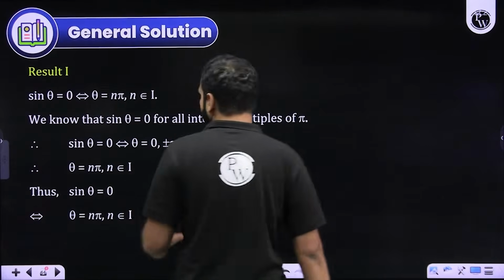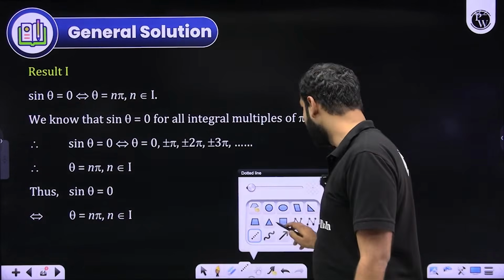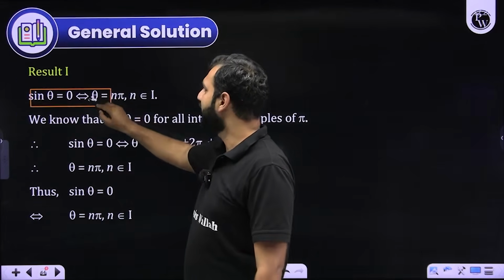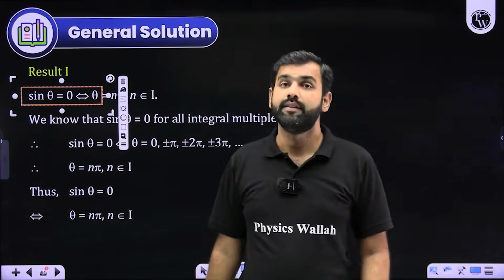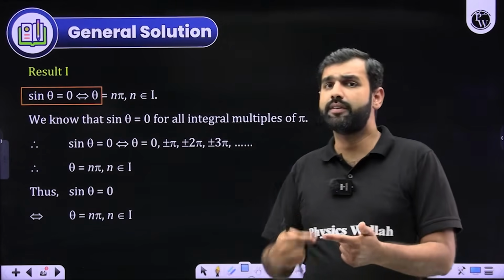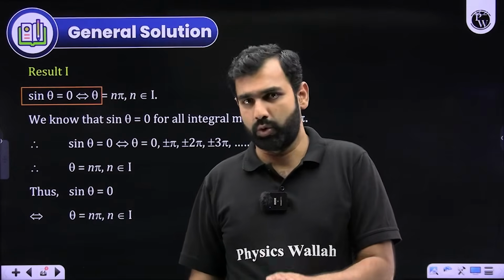For example, as we have already discussed while discussing the graph of sine theta, whenever somebody says that sine theta is 0, what do we say? The sine theta becomes 0 whenever theta is a multiple of pi. Because at pi, 2 pi, 3 pi, 4 pi, minus pi, sine theta becomes 0. Do you remember that?